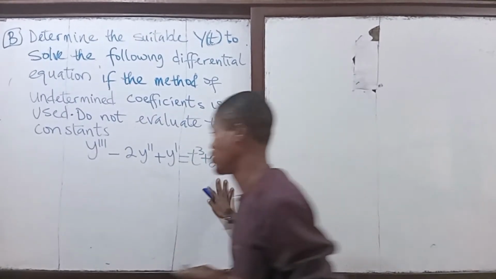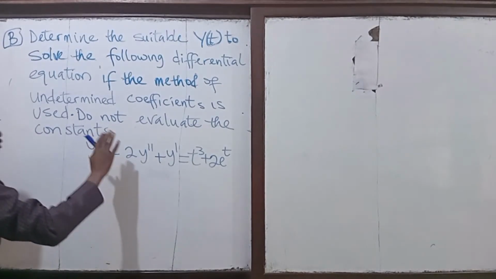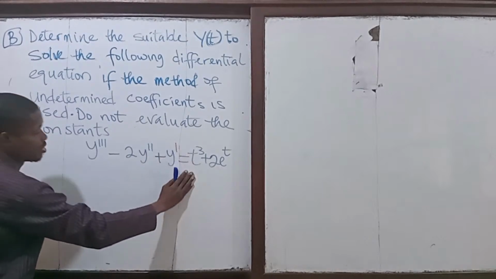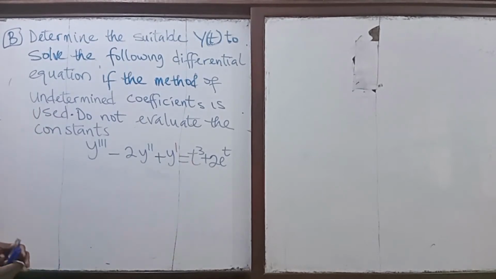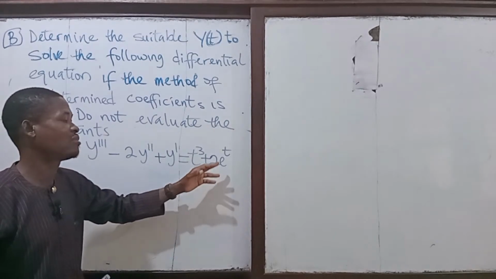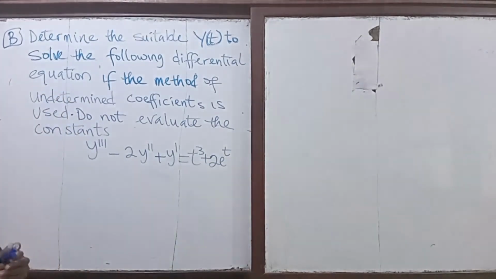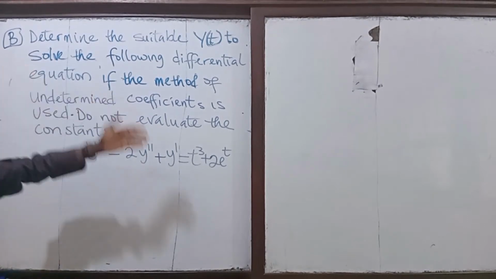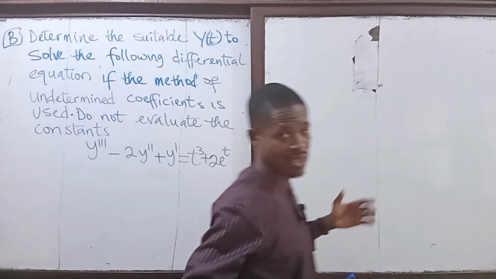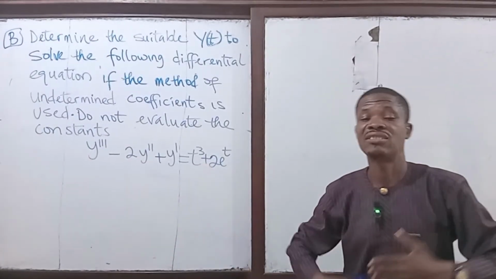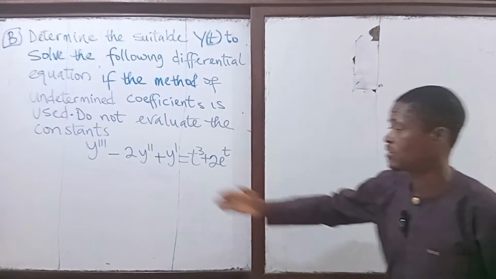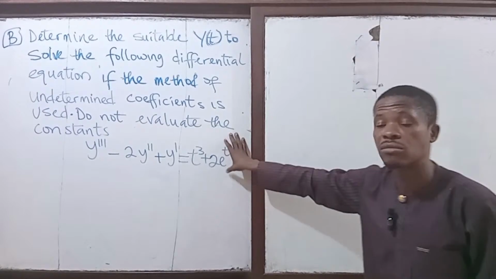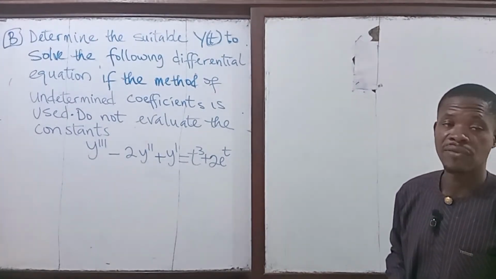And we have the differential equation. We have the third derivative minus 2 times the second derivative plus the first derivative equal to t to the power 3 plus 2 times e to the power t. They told you to use the method of undetermined coefficients. That means the differential equation is non-homogeneous, and you can see for yourself the equation is not equal to 0.